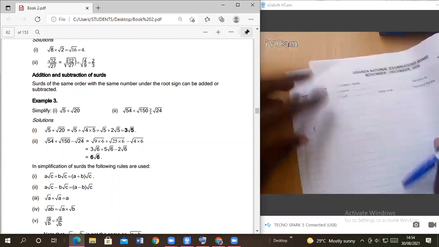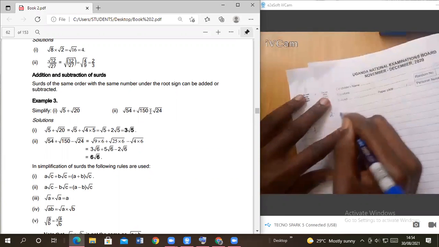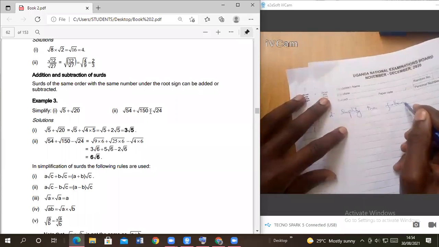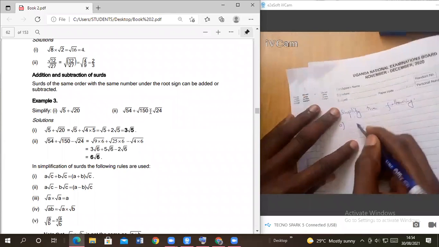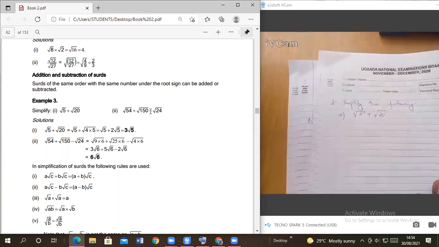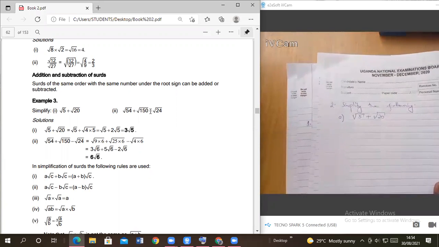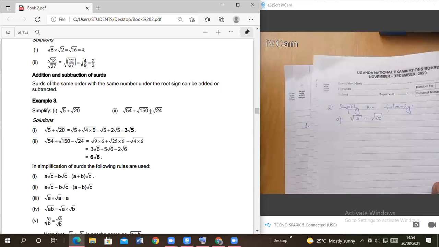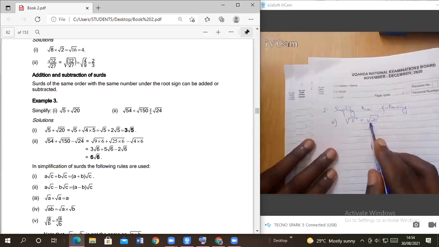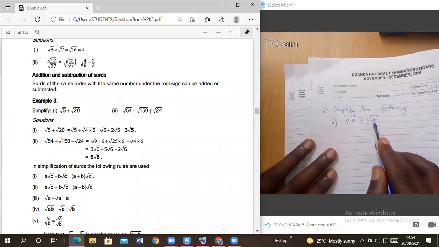Number 2, simplify the following. A, I have root of 5 plus root of 20. Can it be added before simplifying? No, because they don't have the same number under the square root. But when you look at 20, can 20 be simplified? We can still simplify 20.